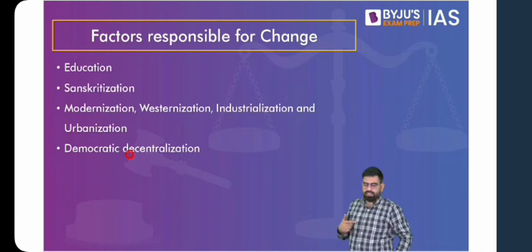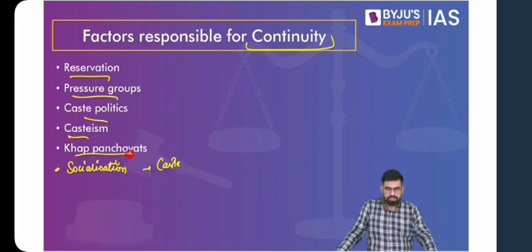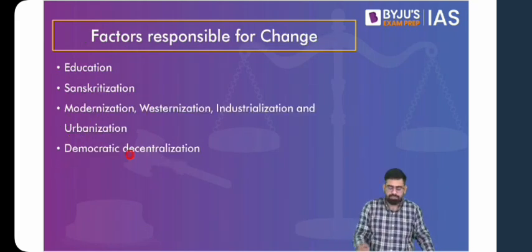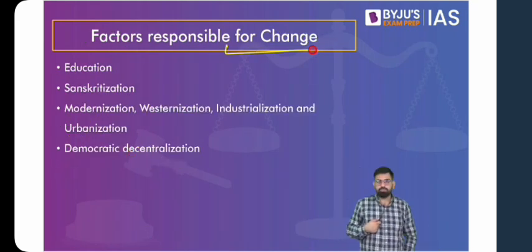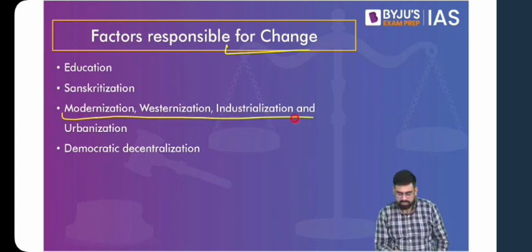Now let's look at the factors responsible for change. Again, I'm repeating the same thing: you do not think about these factors in isolation. Think about how they reinforce the other factors as well, because they're not mutually exclusive. The changes in the caste system that we see, what can be the factors attributed to them? You can think about the forces of modernization, westernization, industrialization, and urbanization.